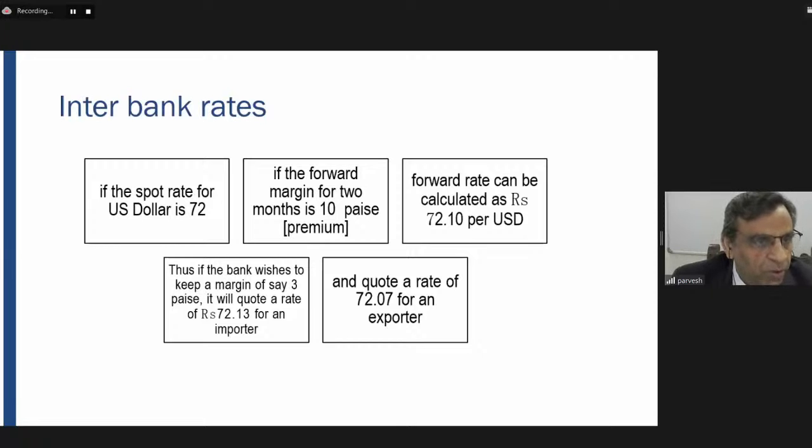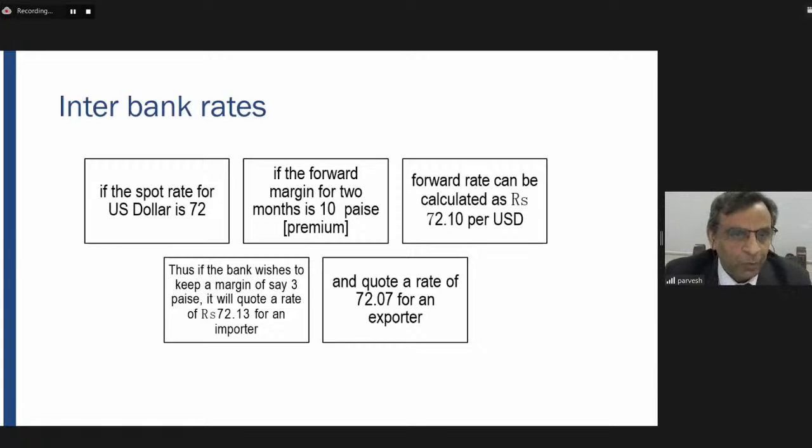Okay, because the importer, they will give the importer the dollar at 72.13 because they themselves are acquiring it in the interbank market at 72.10. So if they sell it at 72.10, then they are not going to make any profit. So when a person comes to them and says, I want to buy dollars from you, they'll say, okay, hang on, the rate is 72.10 plus 3 paisa. So it is 72.13. So to the ask rate, we always add.